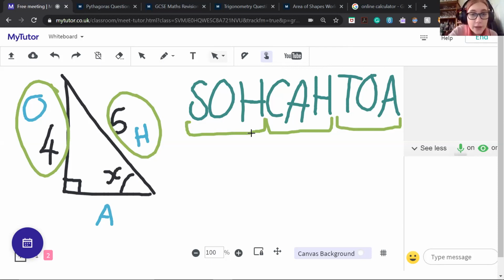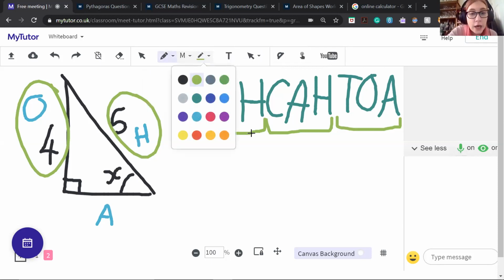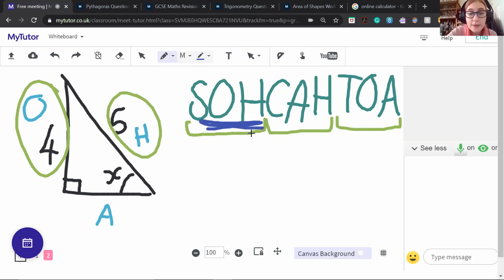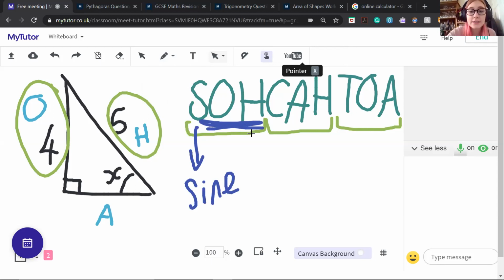And because we've got O and H, we look it up in SOH CAH TOA and see that here is where O and H appear together. Now you see each of these is a different combination of O, A, and H. So you've got O and H, A and H, and O and A. Hopefully you can see where I got that from. This represents sine, cosine, and tangent: sin, cos, tan. Depending on the different pairs that you have, you use a different trig function. Hopefully that makes sense.